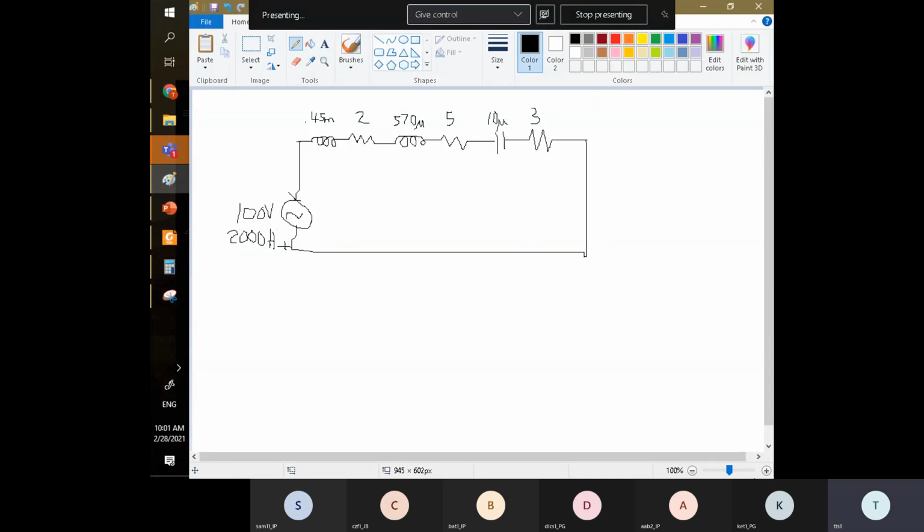So what should you do? Of course, you need to find the total resistance, right? Just like the previous example, we only got one current flowing through this circuit, because this is only one loop, only one current. We just find the total impedance Z using the method we learned.